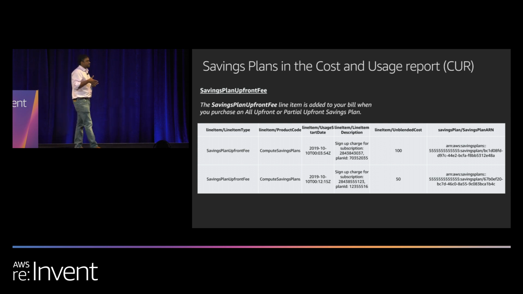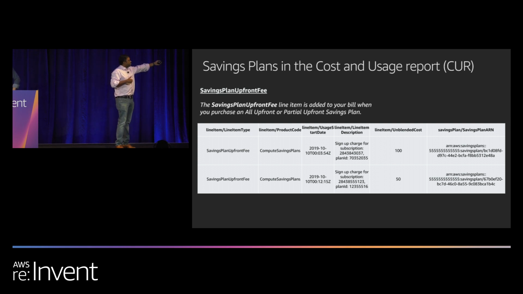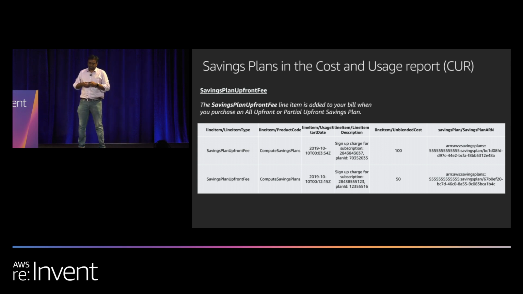Let's first talk about the savings plan upfront fee. As you can see on the screen, the savings plan upfront fee line item gets added to your CUR when you buy any savings plan that has an upfront amount associated with it, so either a partial upfront or an all upfront savings plan. In this case, I've got the savings plan upfront fee for the 2 compute savings plans I've purchased, and the upfront amounts I've paid are $50 and $100, which you can see in the second to last column from the right.